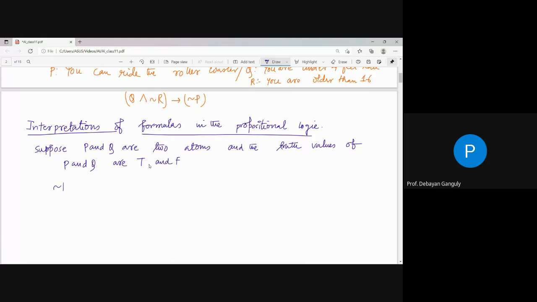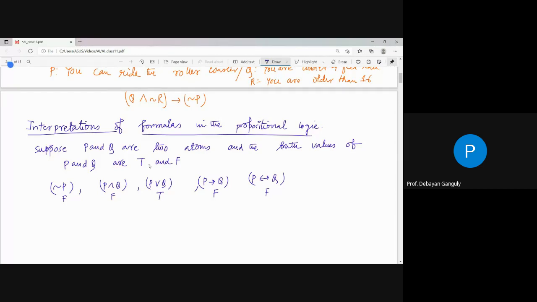Then what do we know? Negation of P is false, because P is taken as true. P and Q is false, P or Q is true. P implies Q is false, and P if and only if Q is also false, if I am taking the truth values of P and Q as true and false.